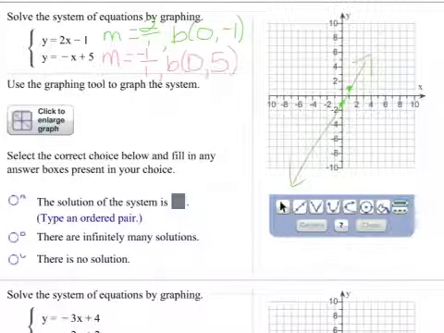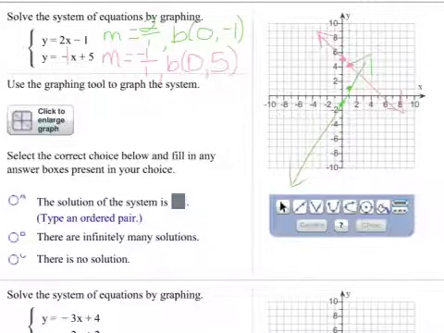So my next equation, y equals negative x plus 5, my slope is negative 1, because remember there's really a 1 in front of that x. So negative 1 over 1, and then my y-intercept is 0, 5. Again, I'm going to start on my y-intercept, which is 0, 5. Remember, it's on the y-axis, not the x-axis. And then from that point, I'm going to move down 1 and over 1. So there's my next point. And then I'm going to draw a line between those 2 points.